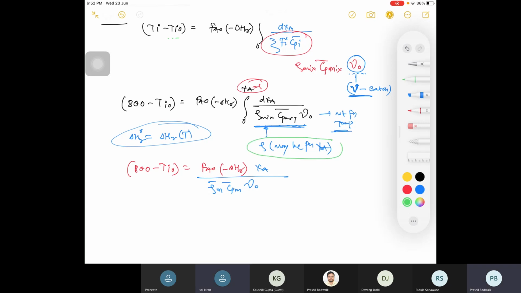I'm considering this if density is not function of temperature here. Density is not function of conversion. Density is not function of your conversion. That's why it is coming out of integration. What is your answer then? Please substitute with proper units. 600, sir. Okay, 600. I hope you are getting this. Please raise your hand if you are getting.